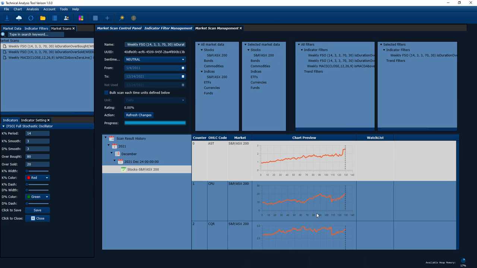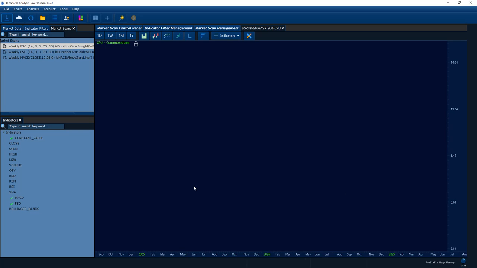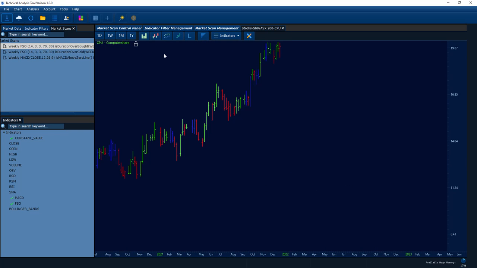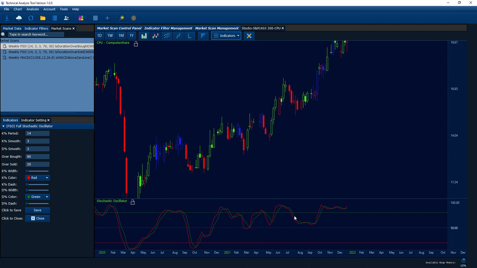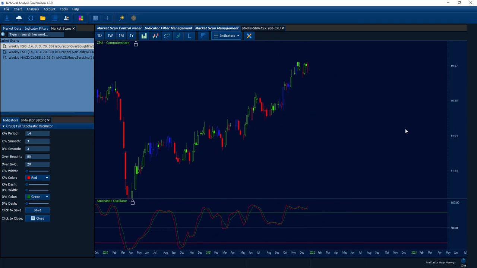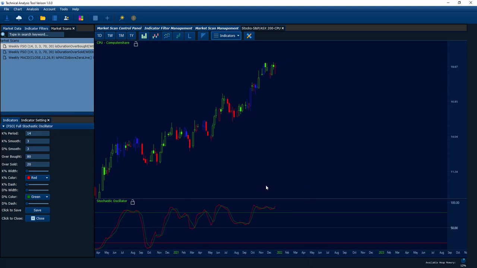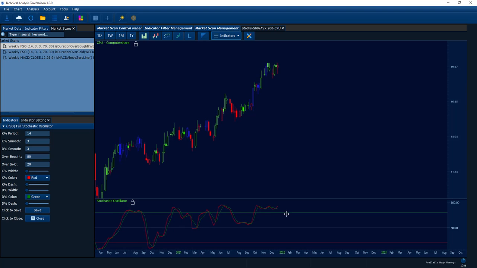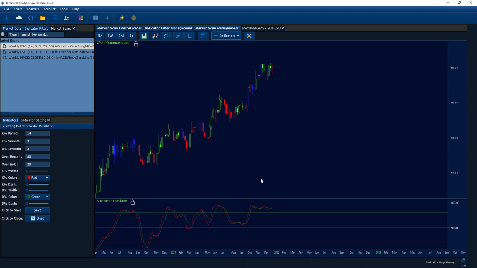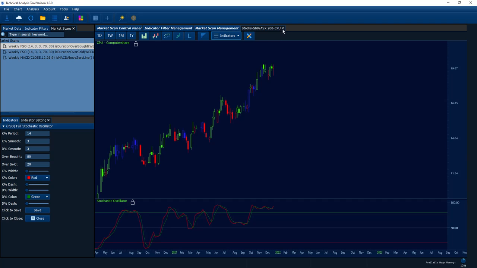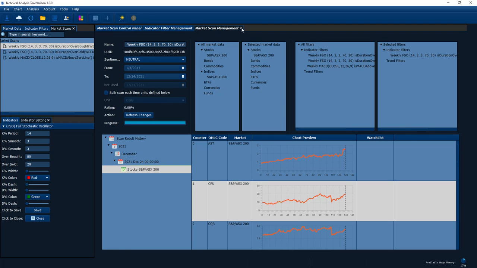Let's take a look at the other one, CPU, Computer Share. Also, let's open this full stochastic oscillator. As you can see, this stock also has its stochastic oscillator value staying above 70 for over 10 weeks. 1, 2, 3, 4, 5, 6, 7, 8, 9, 10. So it's more than 10 weeks actually. So that's the result.